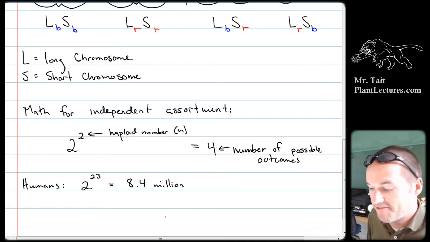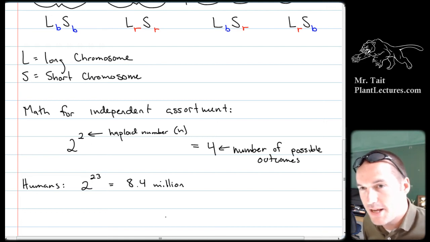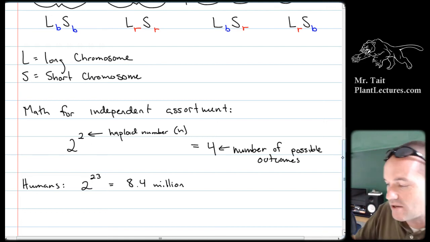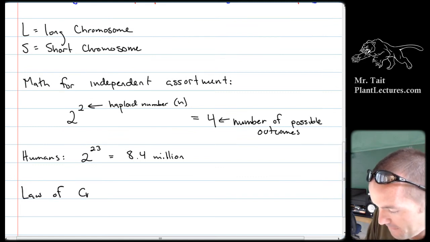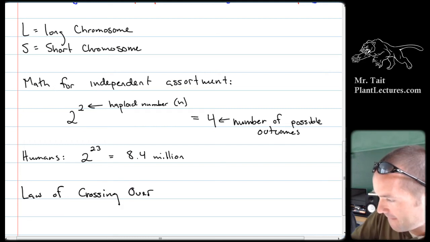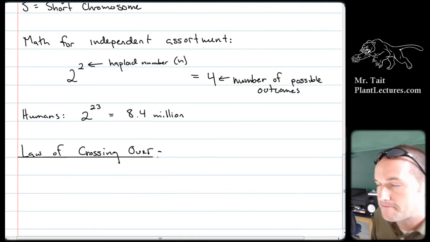But that's not even the half of it. That's not even close. Okay? It's going to be way more than that. And the reason it's going to be way more than that is because this isn't even the source of most of the genetic variation. The source of most of the genetic variation comes from a recombination that happens during prophase 1 that's called crossing over. The law of crossing over says this.